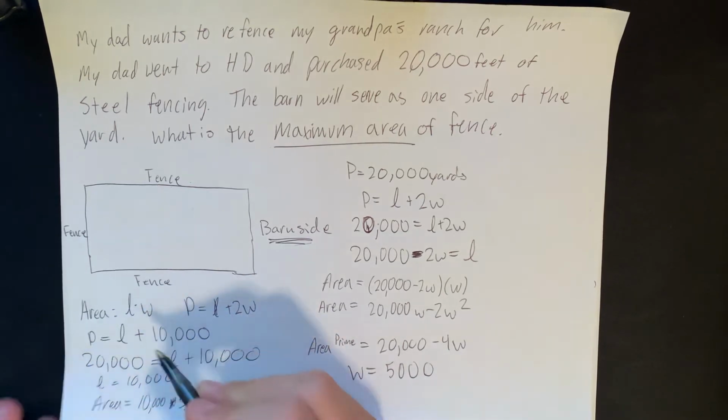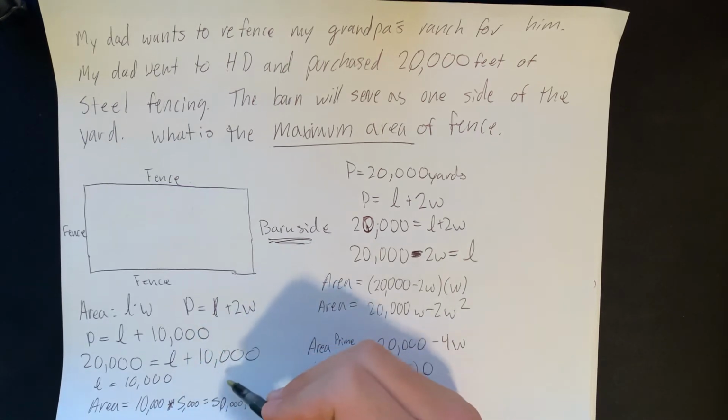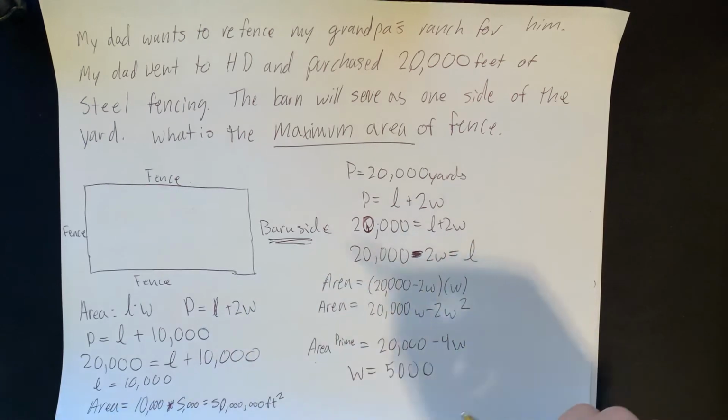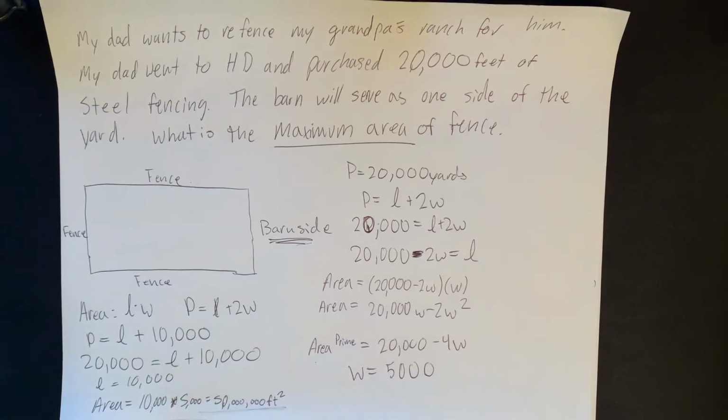And from that you can solve, and you can put the 20,000 in, and then you can solve down for the perimeter, and you can find out that L is 10,000. So once you find out that L is 10,000, you can go over here, plug it in, find the width, and you get 5,000, and then you plug it in to the area, and then you get your maximum square feet.